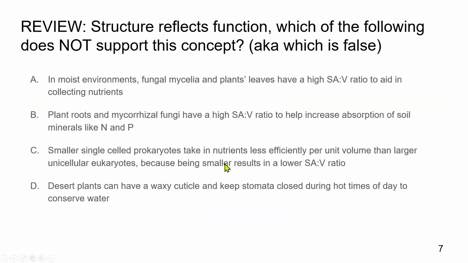So here's another review slide, this idea that structure reflects function. Which of the following is false or does not support this idea? This is going over stuff from many past lectures as well.